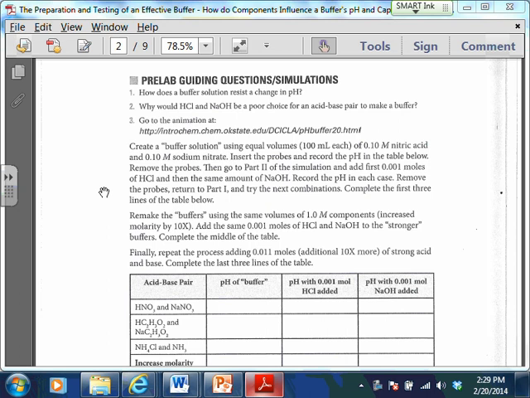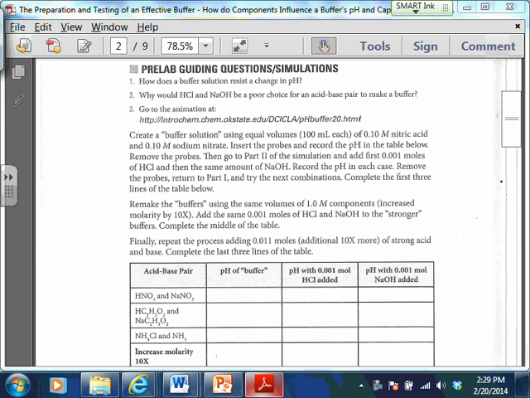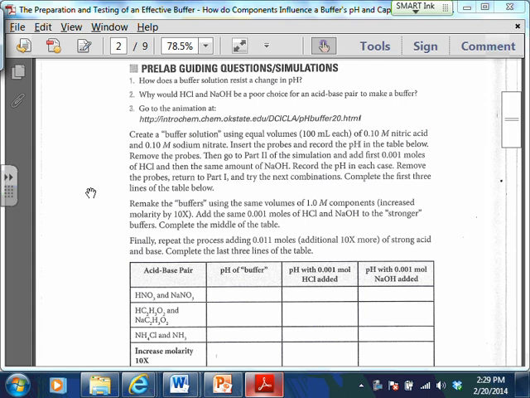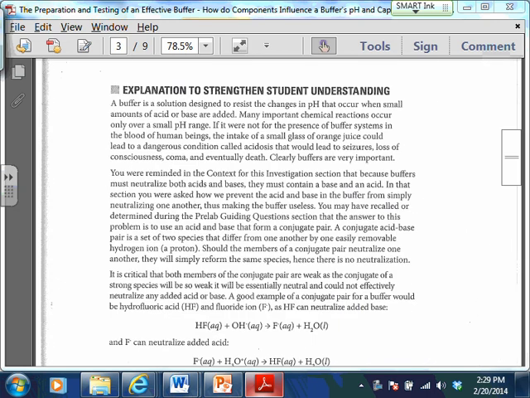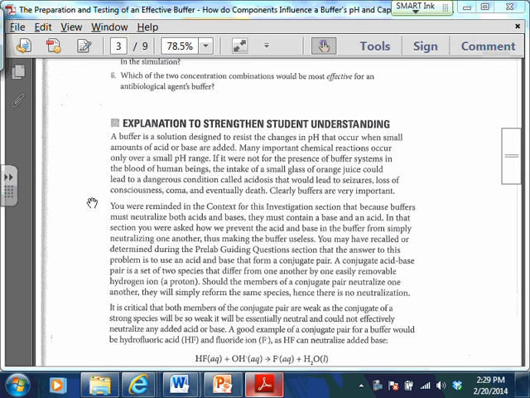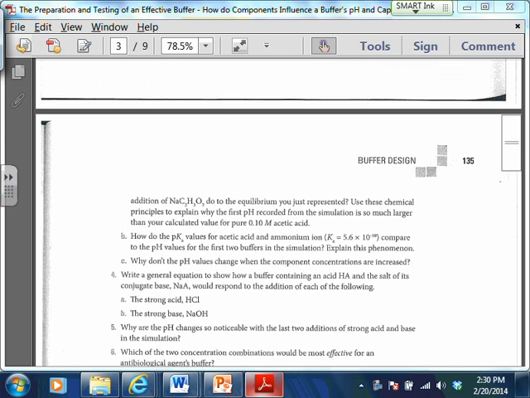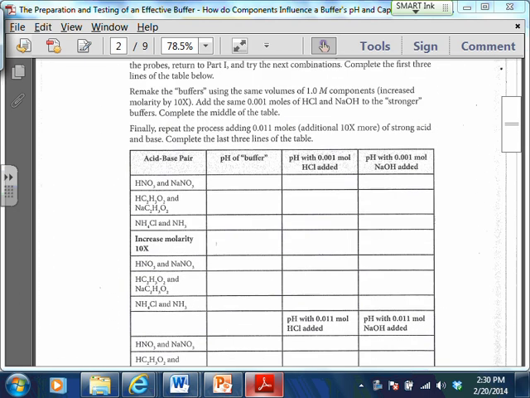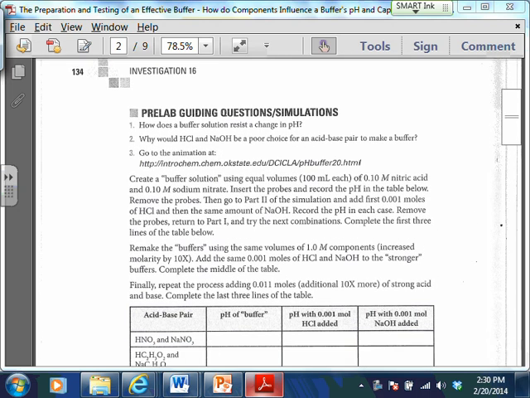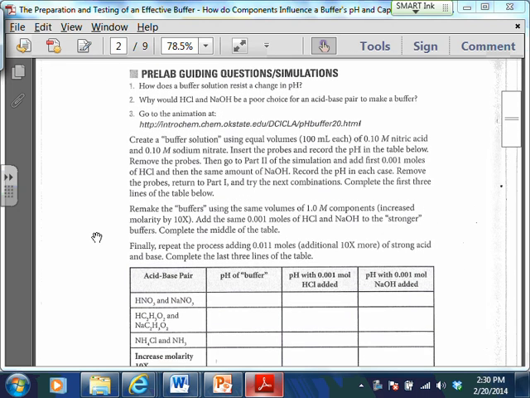Okay. So how does a buffer solution resist a change in pH? We're just going to go over the pre-lab questions, and just to remind you of how I want you to write up this first part, I just want the beginning question, and then I want you to look at the explanation to strengthen student understanding to get some background information. And then also in the "what background information do I need to know" section, I want you to answer the pre-lab question. So that's what we're going to go over now.